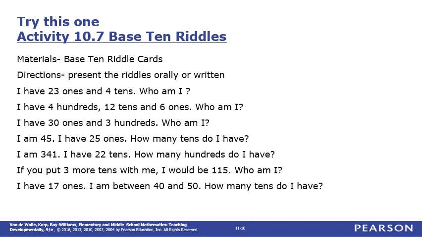But here it's just like what it sounds, right? A student, once presented with the riddle, is trying to figure out what number you're talking about. So like the first one says, I have 23 ones and 4 tens. Who am I? So again, just a really great way for students to work on these place value concepts in a fun way. And this activity in particular incorporates the oral language with these equivalent representations, which is really important.